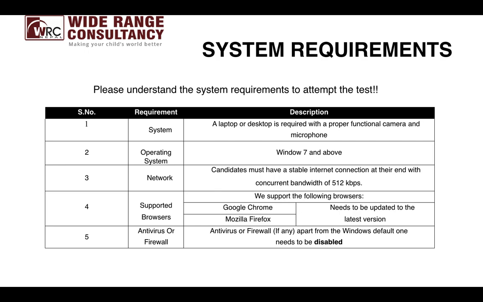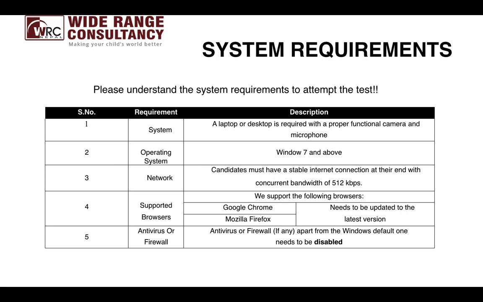Number 2, operating system, Windows 7 and above. Number 3, network. Candidates must have a stable internet connection at their end with current bandwidth of 512 kbps. So please check your router, your internet connections as well. Number 4, supported browsers. We support the following browsers. Only 2 are there, Google Chrome and Mozilla Firefox. Number 5, antivirus or firewall. Any kind of antivirus or firewall needs to be disabled, otherwise you cannot give the exams.